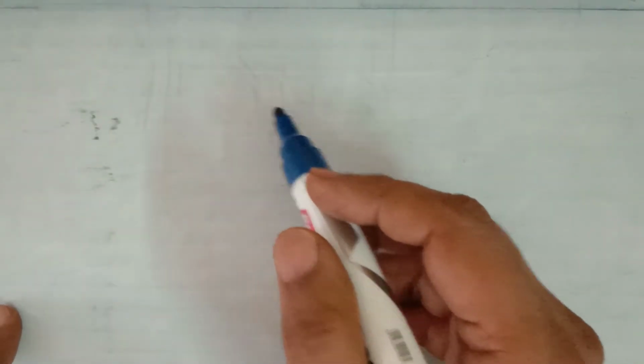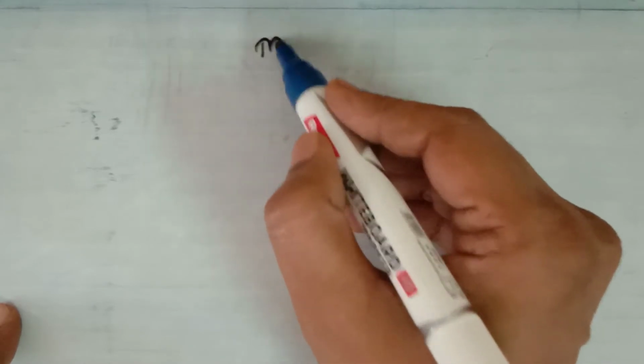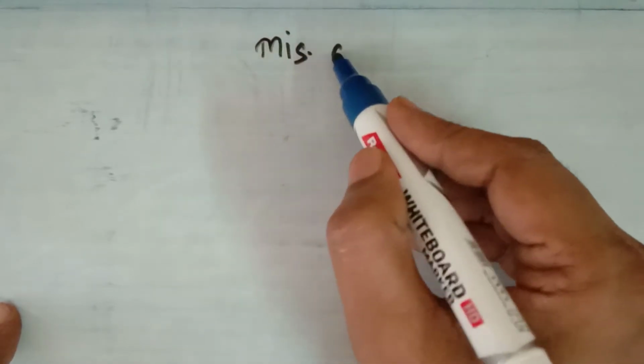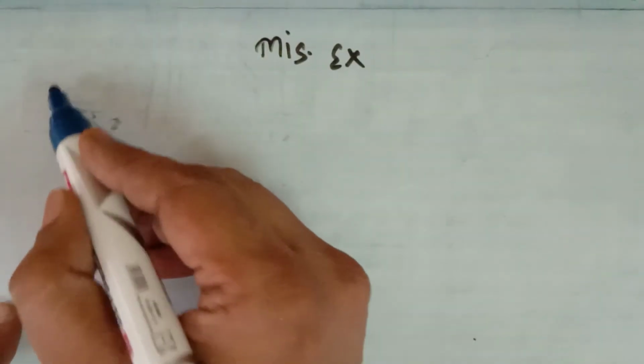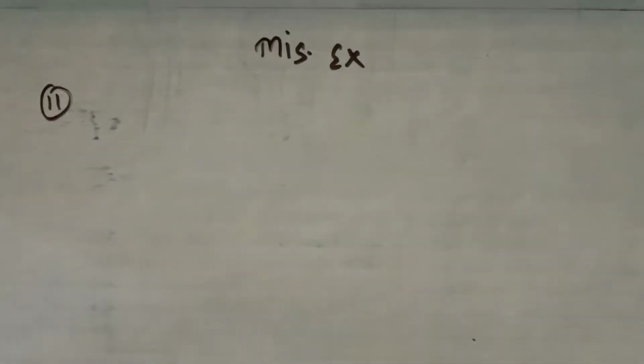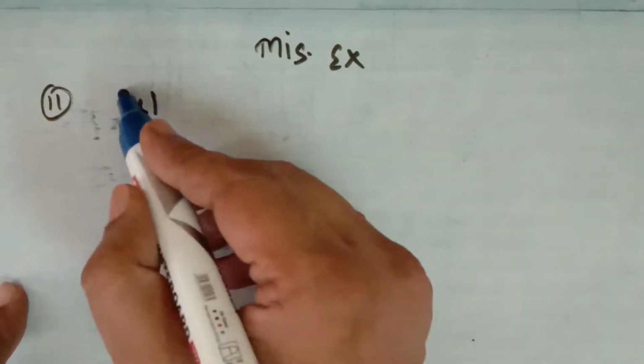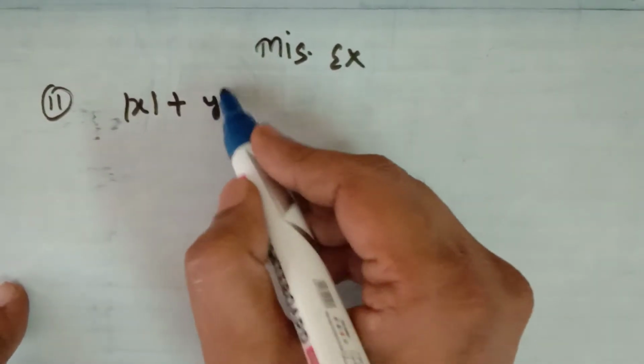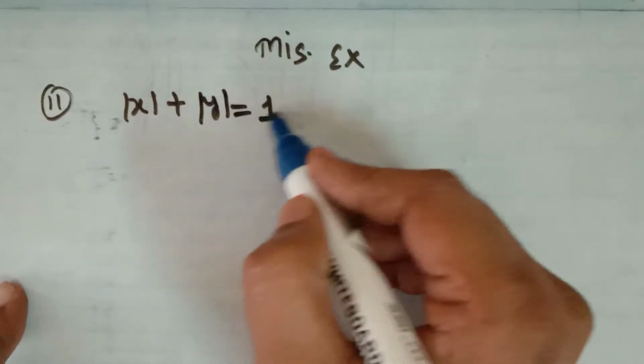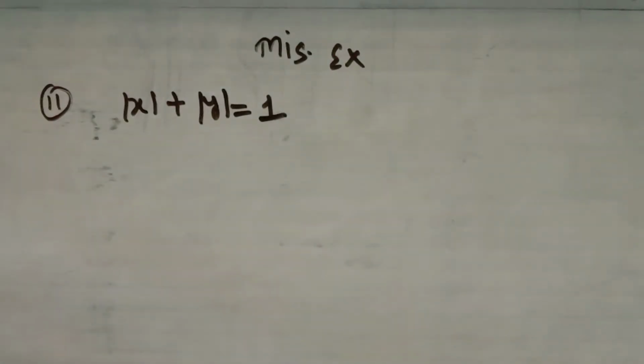Hello, this is lecture number 10 for the chapter Application of Integrals for class 12th, and we were discussing the miscellaneous exercise, and in the last lecture we have done question number 10. Now in question number 11 you have to find the area bounded by the curve mod x plus mod y is equal to 1. Now, how can we solve this equation?